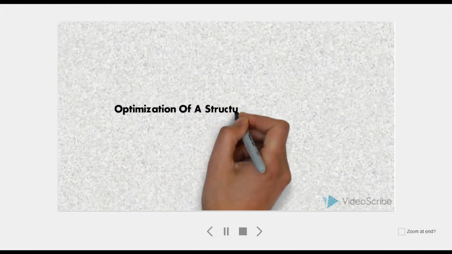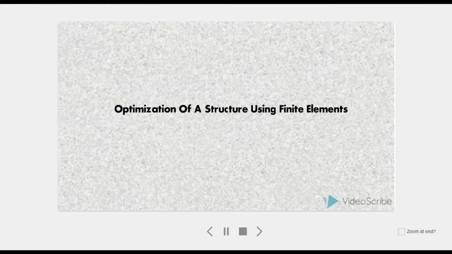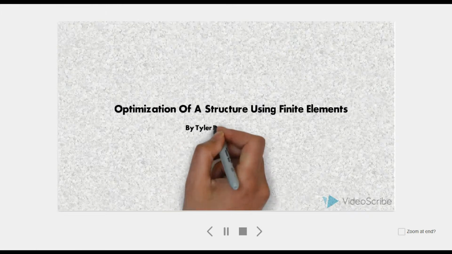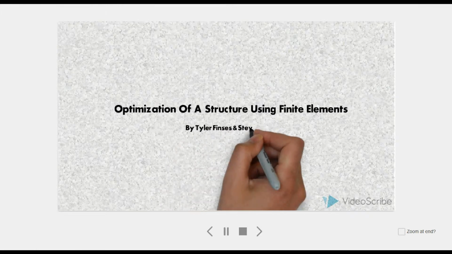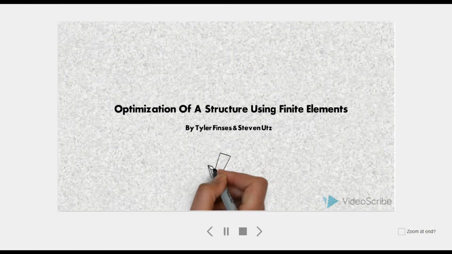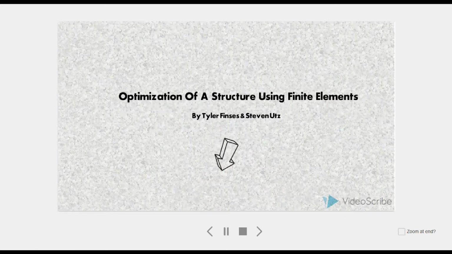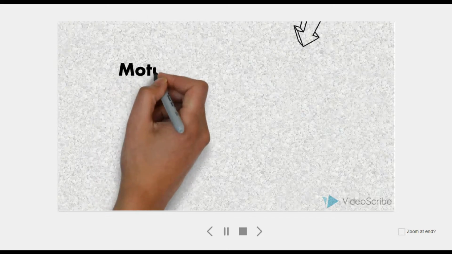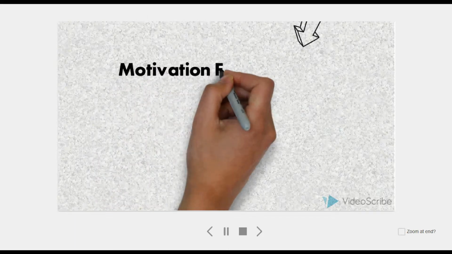Optimization of a Structure Using Finite Elements by Tyler Fences and Stephen Utz. Motivation for the topic.